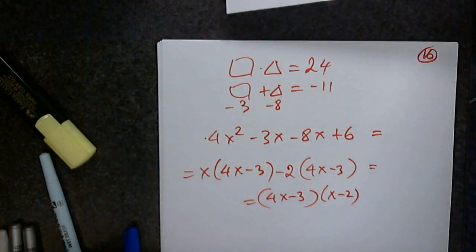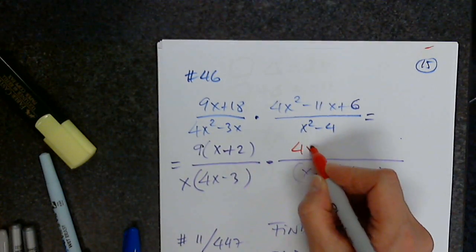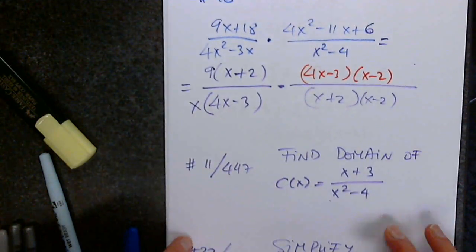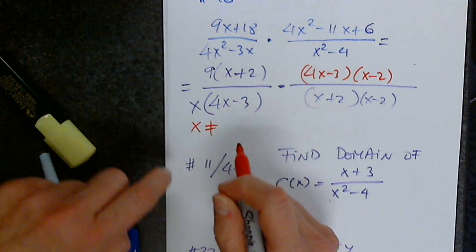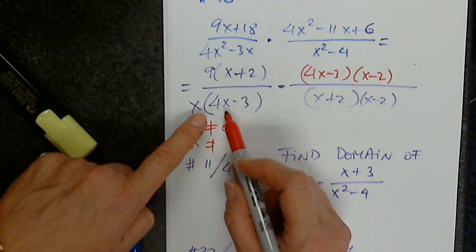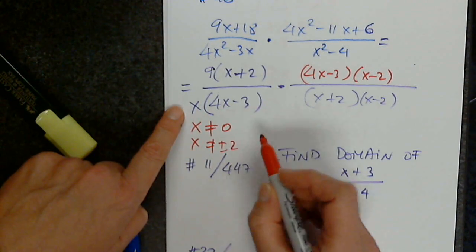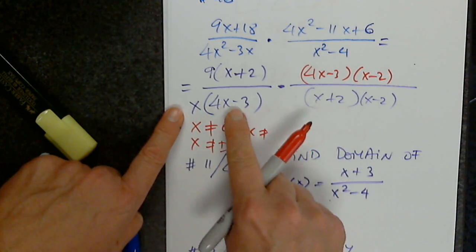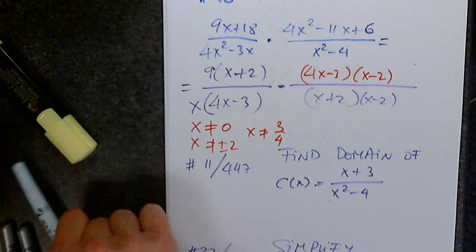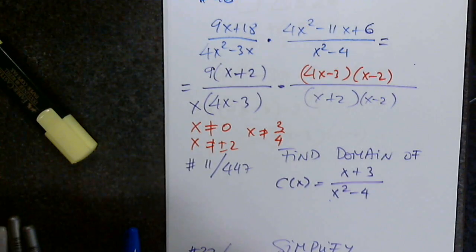Agreed? So I'm back here. 4x minus 3 and x minus 2. Restrictions, please. x must be 0. I mean, positive 2 and negative 2. Good. And from here? 3/4. Very good. Excellent. Can I get rid of anything? I hope something goes away.